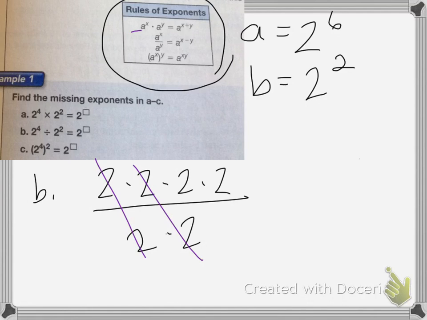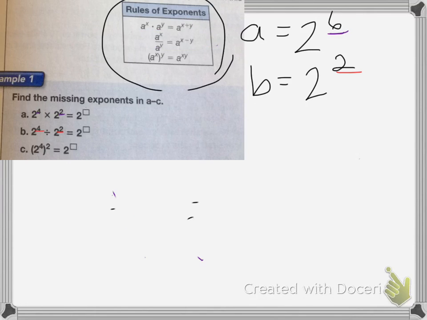Okay, if you notice up here, those rules are applying. On A, I added the 4 and the 2 to get the 6. On B, I subtracted the 4 and the 2 to get 2. So now let's see if it works for C.